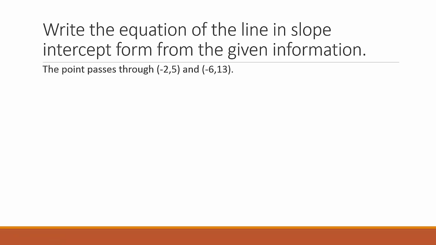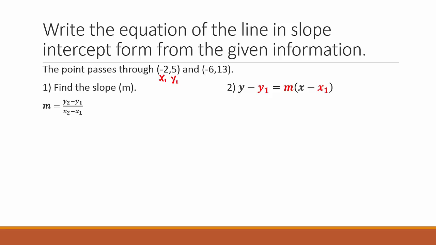You may be given 2 points, the information of 2 points. So if you're given 2 points, the first thing that you must find is the slope by using your slope formula. So if we're given the points negative 2, 5 and negative 6, 13, then we will use our slope formula, the difference of the y coordinates, 13 minus 5, over the difference of the x coordinates, negative 6 minus negative 2.